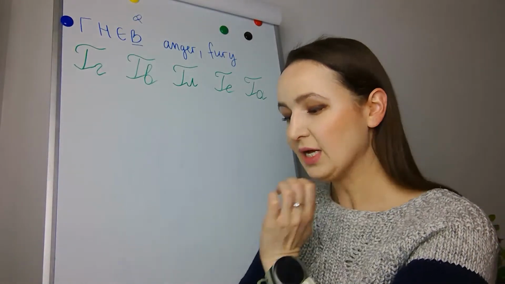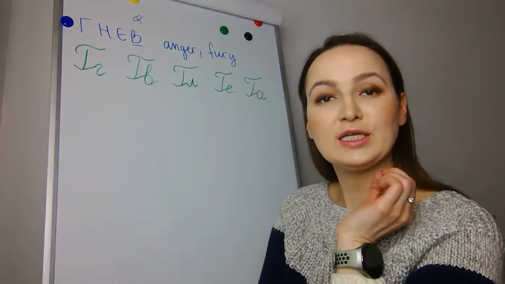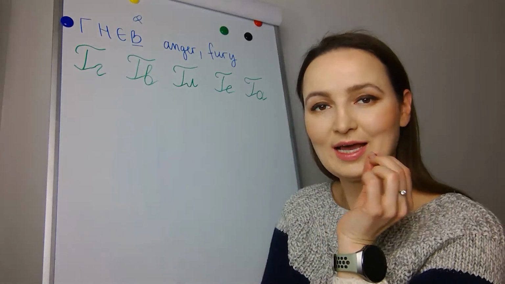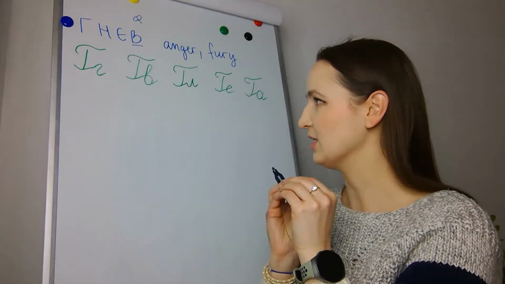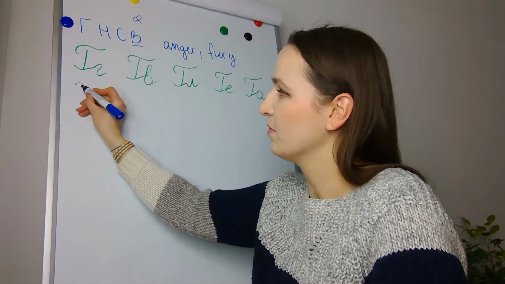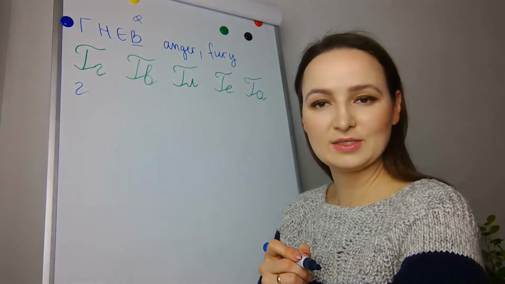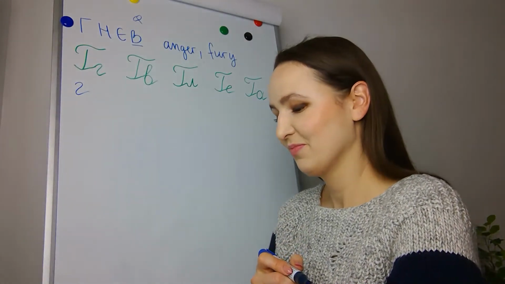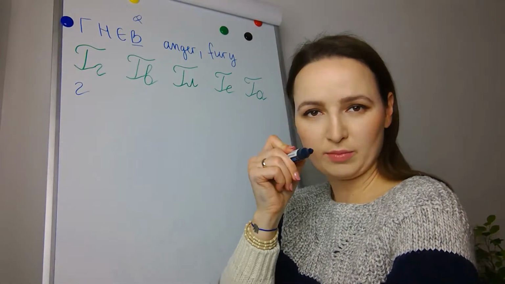Пойдем дальше. Now let's write G small, small G, and let's connect it with other small letters. Small G, G, like this. G. It looks like a word. G.